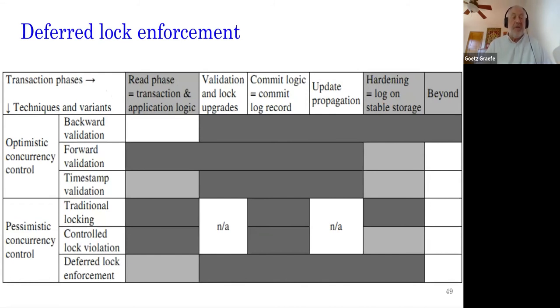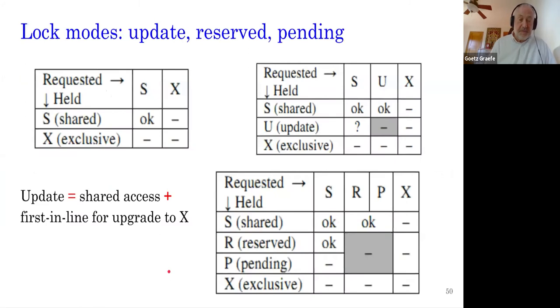Now, the next step will be to introduce deferred lock enforcement, which gives us a similar effect during the other long-running phase of a transaction. So how does it work? This on the top left is a standard lock compatibility matrix. Everybody has seen this, I like to believe. In addition to shared and exclusive locks, we also have update locks in many systems since the 1990s. So for 30 years, everybody has had update locks, I believe.